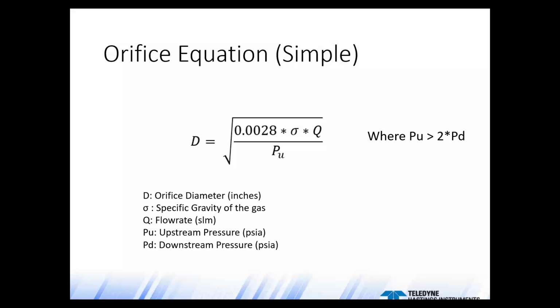Sigma is the specific gravity of the gas. Q is the flow rate in standard liters per minute. And P sub U is the upstream pressure, and P sub D is the downstream pressure.